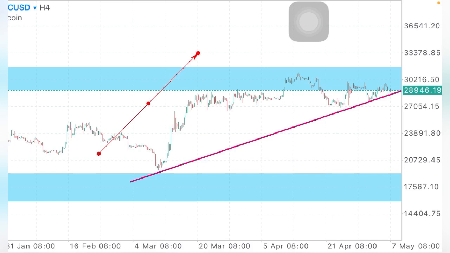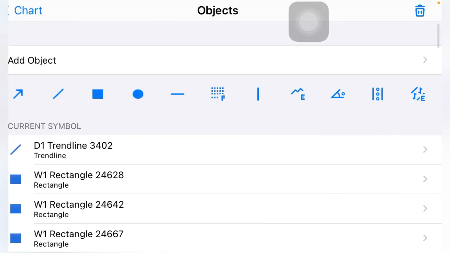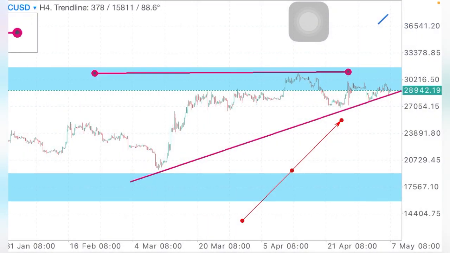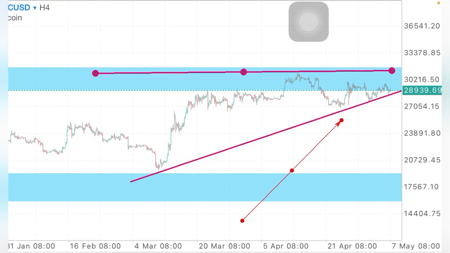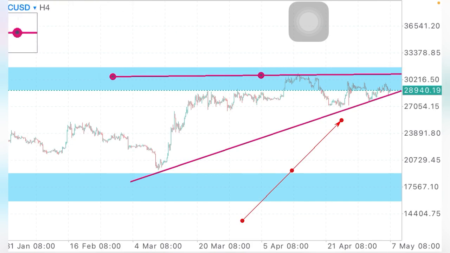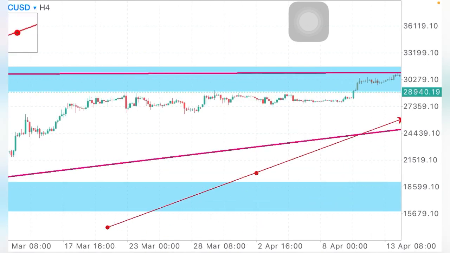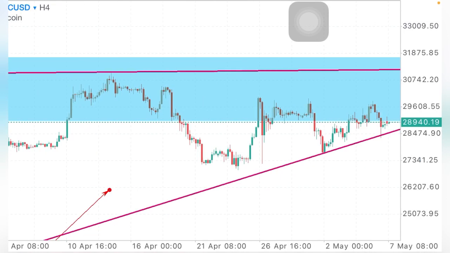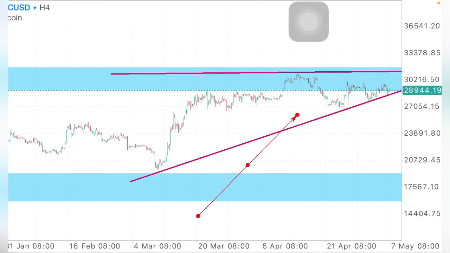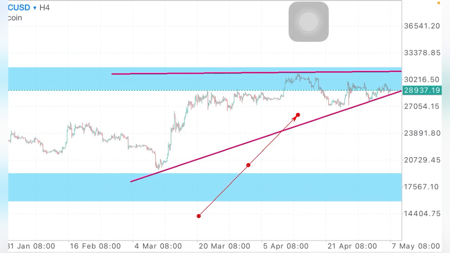Now since I'm here waiting for this trend line to break, if I should draw a chart pattern now, let me pick a line to draw a chart pattern. I will draw something like this. If I draw something like this, you can see what chart pattern this market is forming. It's forming an ascending triangle chart pattern.